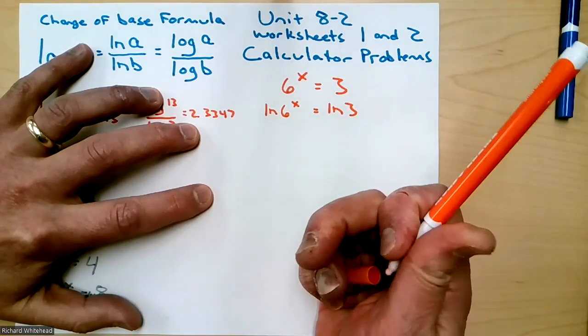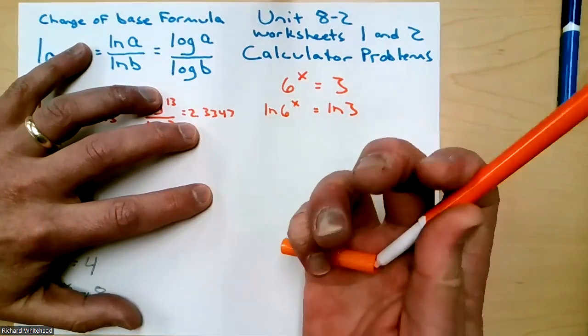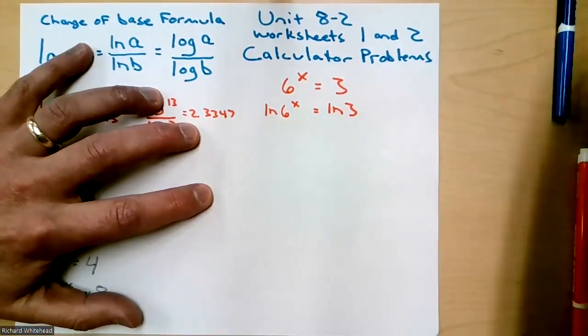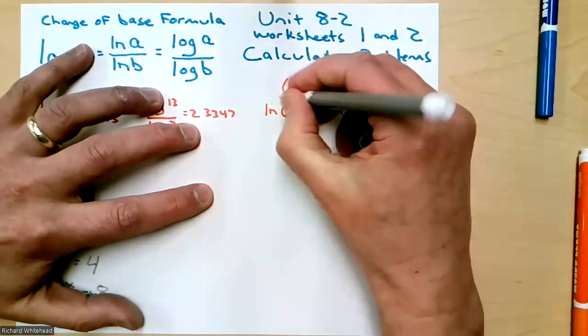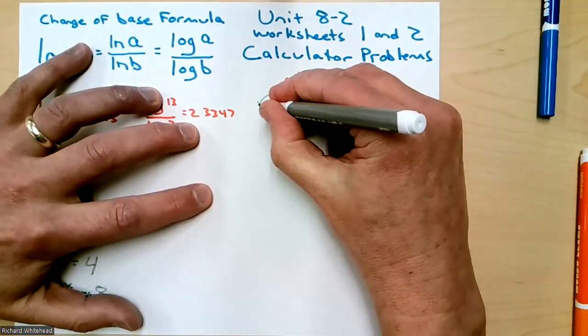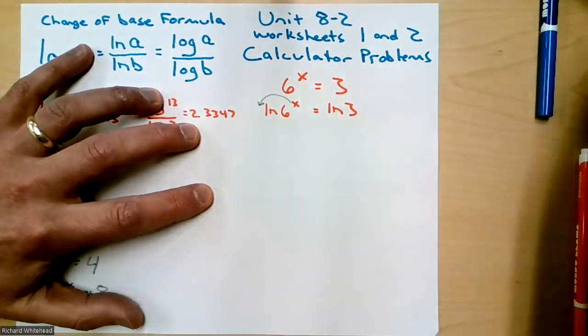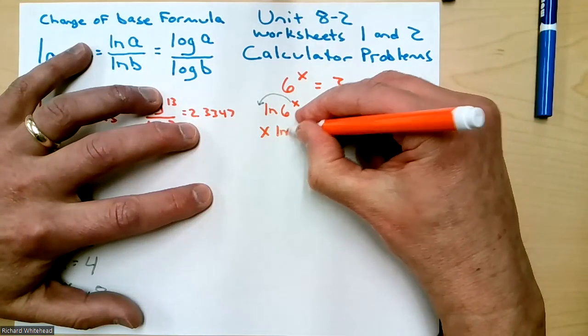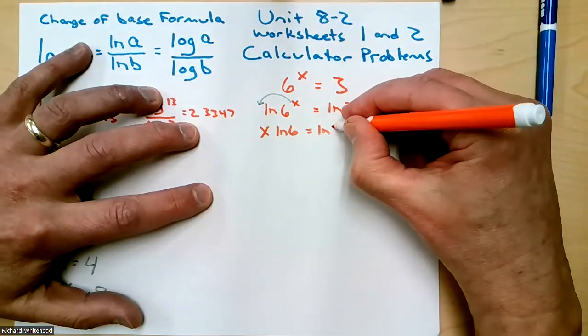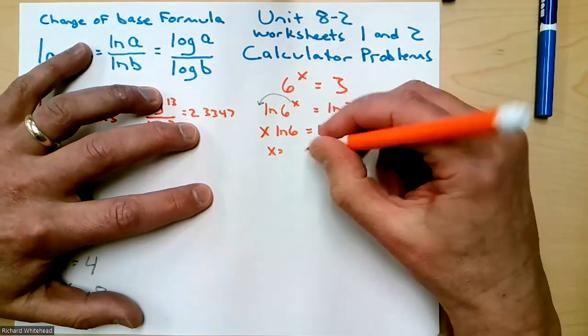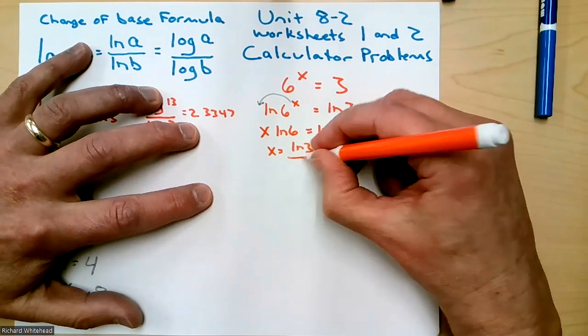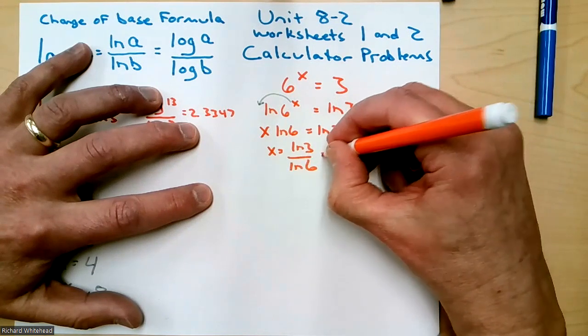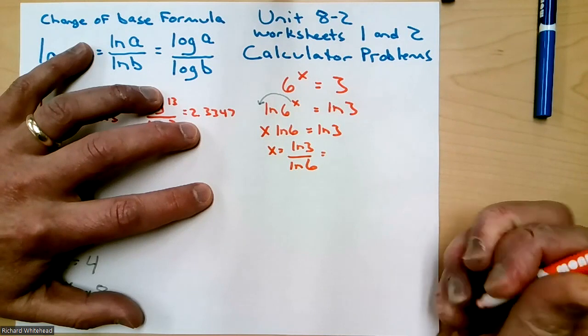Because we have that rule that says when you've got a log with an exponent, you can bring that to the front and make that into x ln 6 is equal to ln 3. So x ends up equaling ln 3 over ln 6. And then we just have to punch that on our calculator.